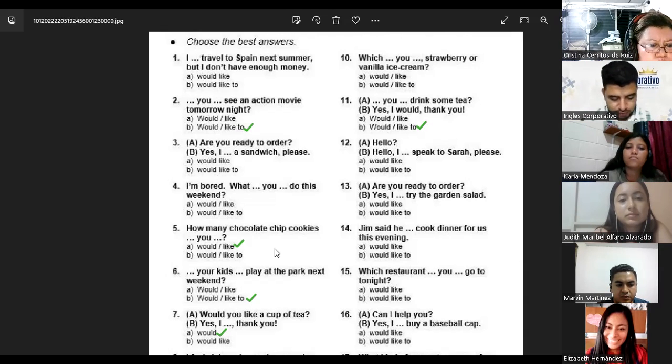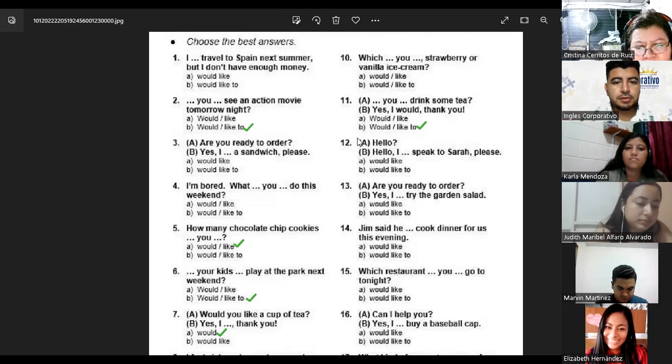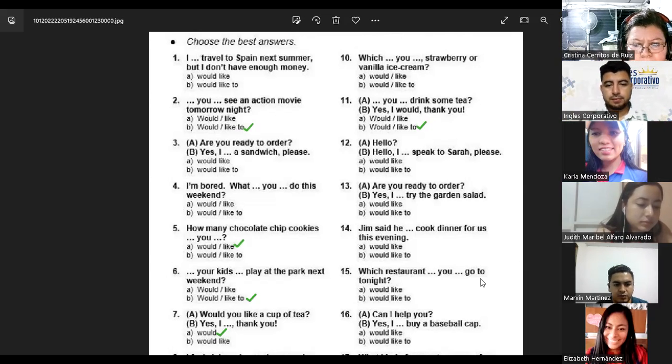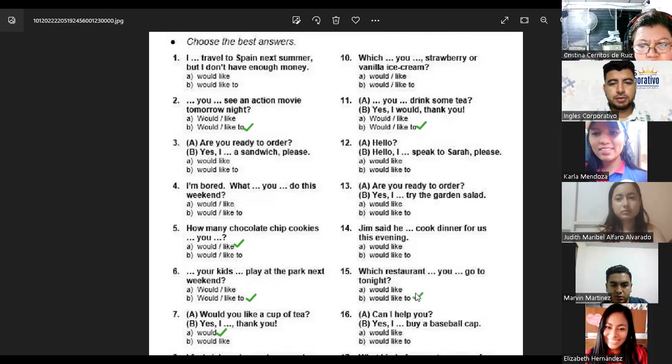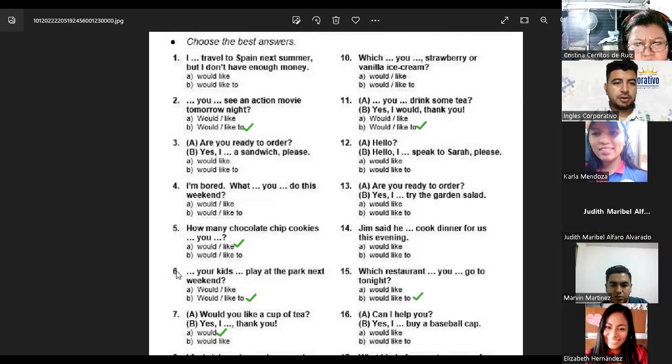Okay, we go with Christy. And after Christy, we go with Robert. Christy, number 1, 3, 4, 10, 15. Vamos con aquí, which restaurant? Which restaurant would you like to go to? Okay, Robert, what about you?